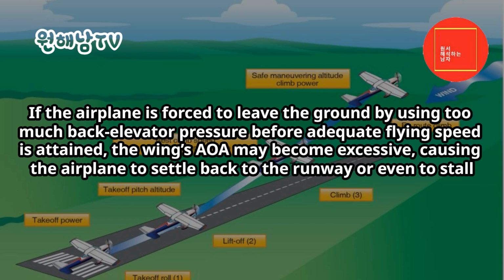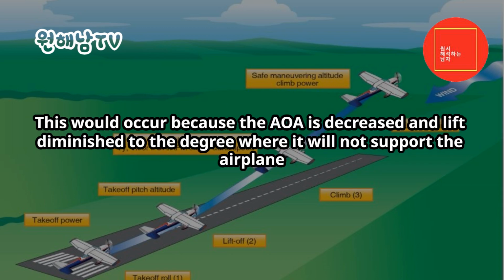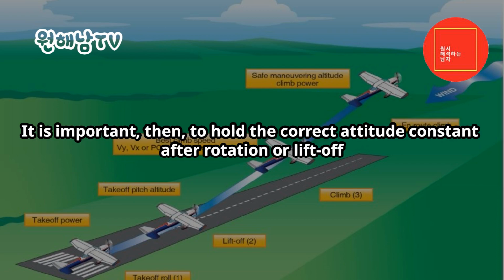If the airplane is forced to leave the ground by using too much back elevator pressure before adequate flying speed is attained, the wing's AOA may become excessive, causing the airplane to settle back to the runway or even to stall. On the other hand, if sufficient back elevator pressure is not held to maintain the correct takeoff attitude after becoming airborne, or the nose is allowed to lower excessively, the airplane may also settle back to the runway. This would occur because the AOA is decreased and lift diminished to the degree where it will not support the airplane. It is important, then, to hold the correct attitude constant after rotation or liftoff.